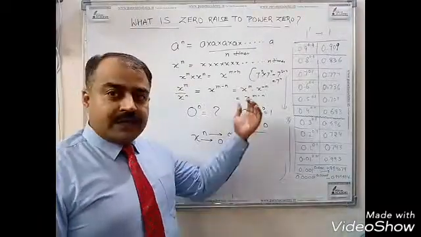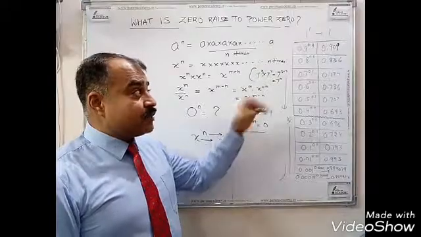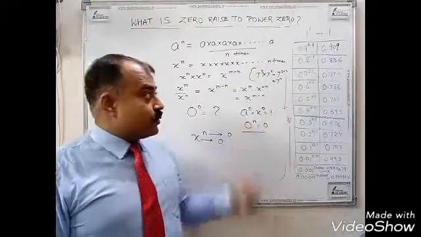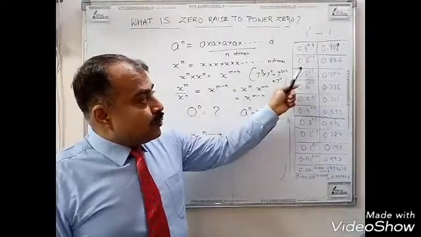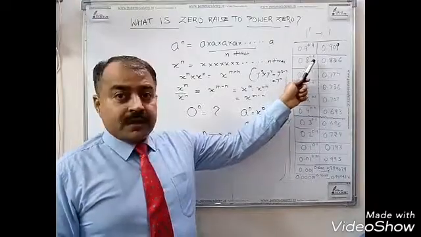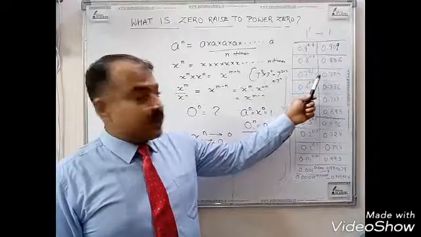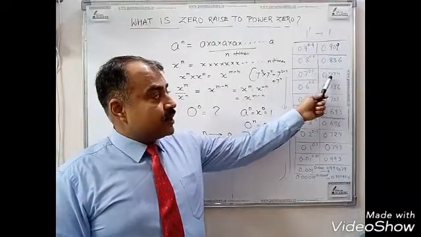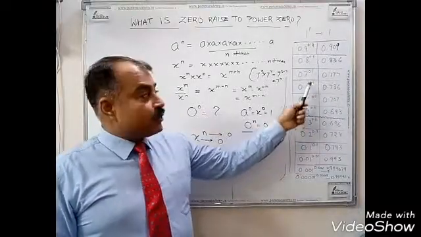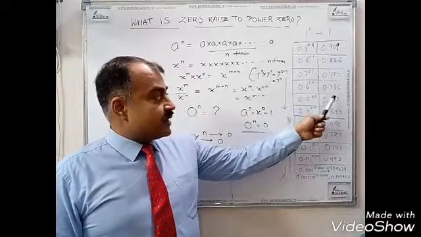Now again I am reducing the base as well as the power. Then we have 0.8 raised to power 0.8. Now what is the value? 0.836. Then we have 0.7 raised to power 0.7. Again, what is the value? 0.774. 0.6 raised to power 0.6 is equivalent to 0.736.